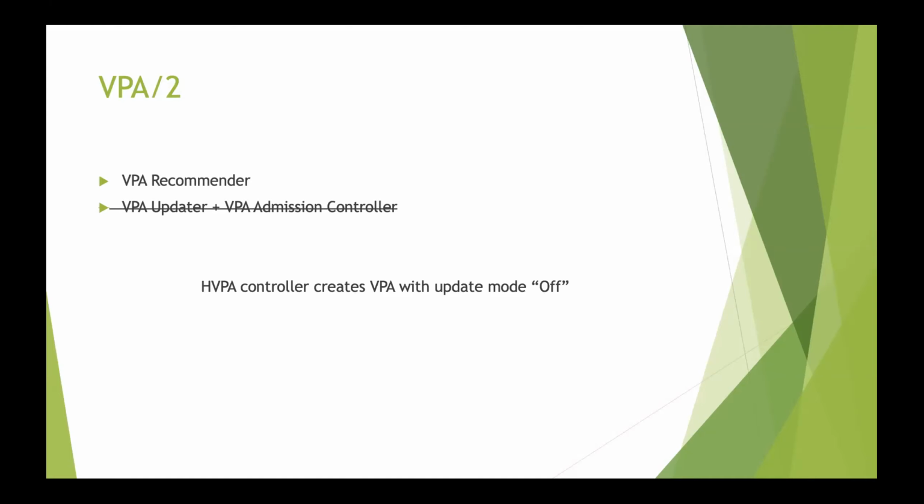VPA supports an update policy or update mode that is off, in which case the VPA will only set the status of the VPA resource to the new recommendations. But since the VPA updater is turned off because of the update mode, it will not apply those recommendations, which is a job taken over by the HVPA controller.